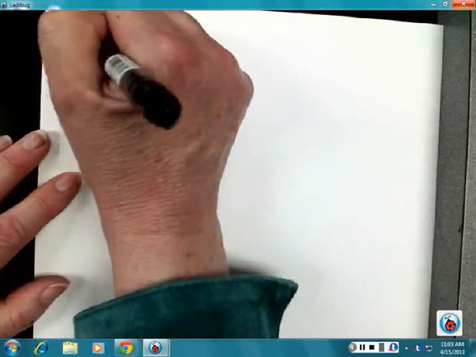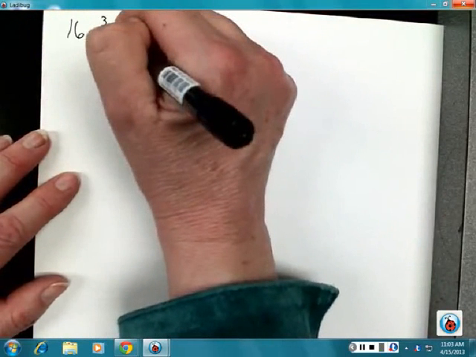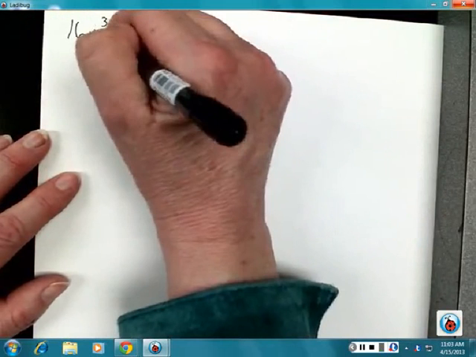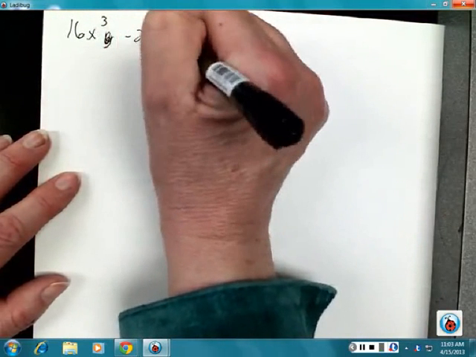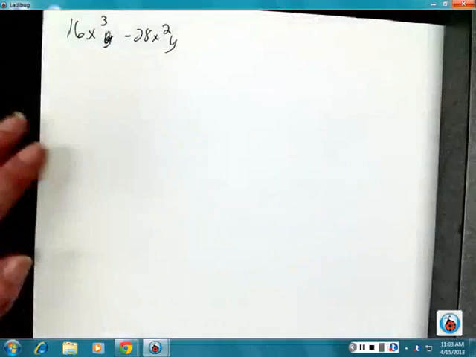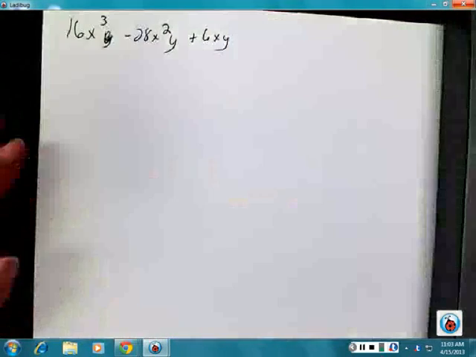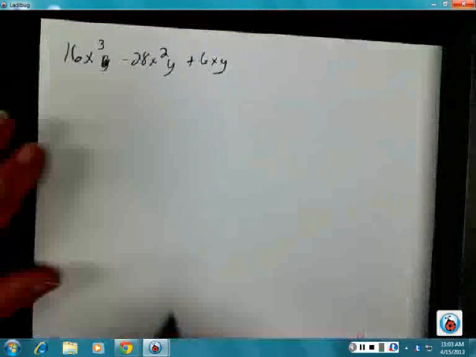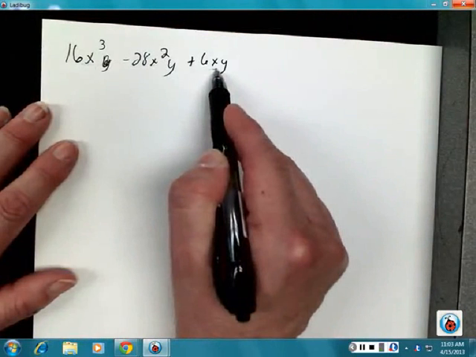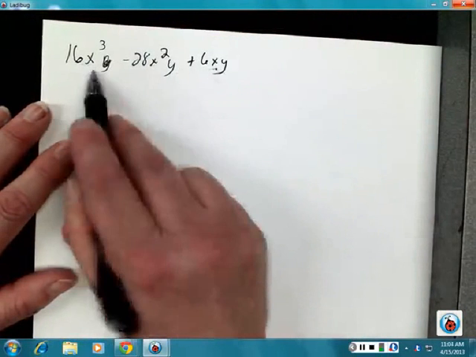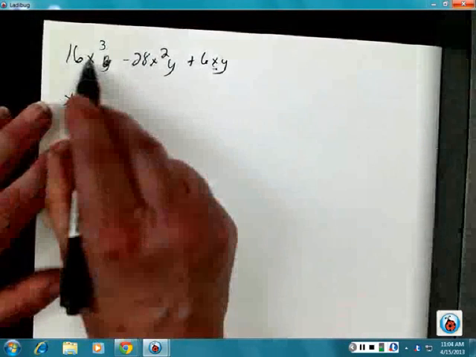16 x cubed y, subtract 28 x squared y plus 6 xy. This is not really a cube though, because notice you can pull out an x. You can't pull out an x squared, but you can pull out an x. And as soon as I pull out my x, that's going to become a square.